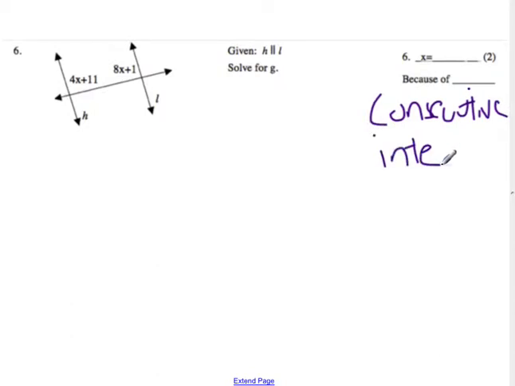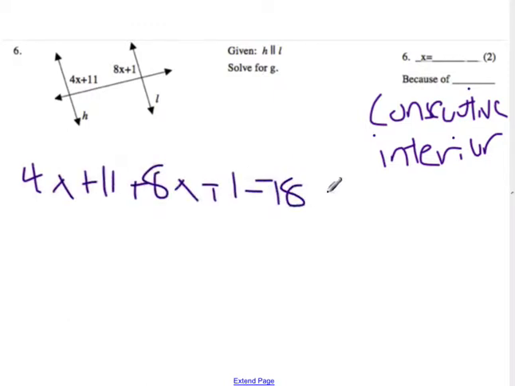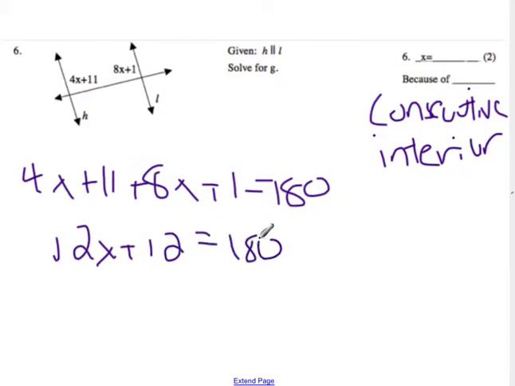So they're consecutive interior angles, and consecutive interior angles are going to add to 180. Okay, so 4x plus 8x is 12x. And then 11 plus 1 is 12, and that's going to be equal to 180.